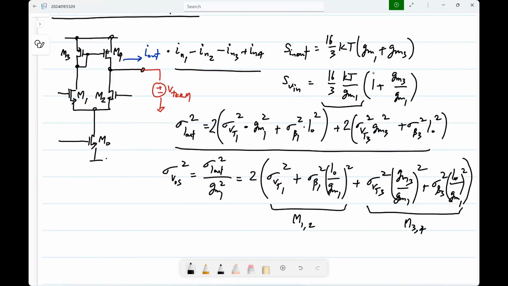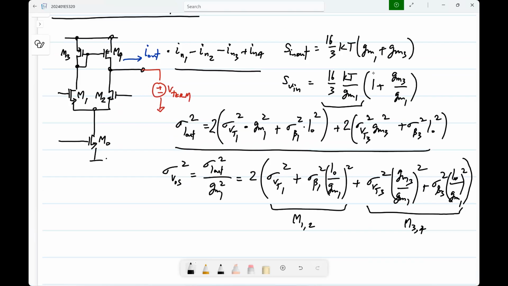And of course, if you reduce GM3 by GM1, you will end up reducing the influence of M3, but then of course, you will move it further into strong inversion, it will change the other factor and so on. But at least if you are not given any other specification, you should at least aim for, let's say, equal contributions from all of them.